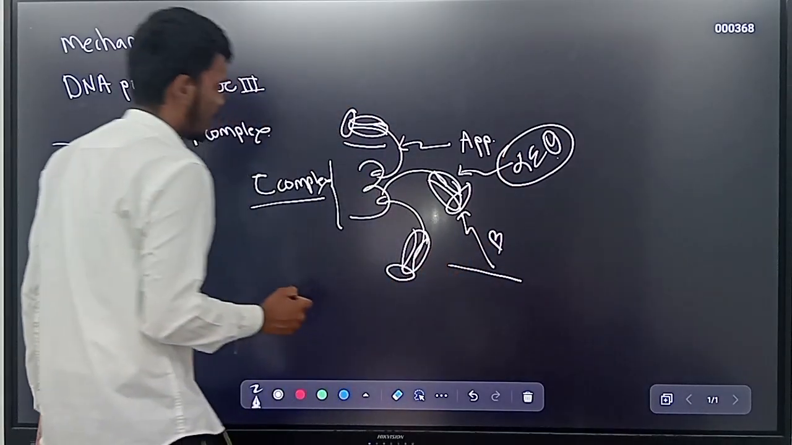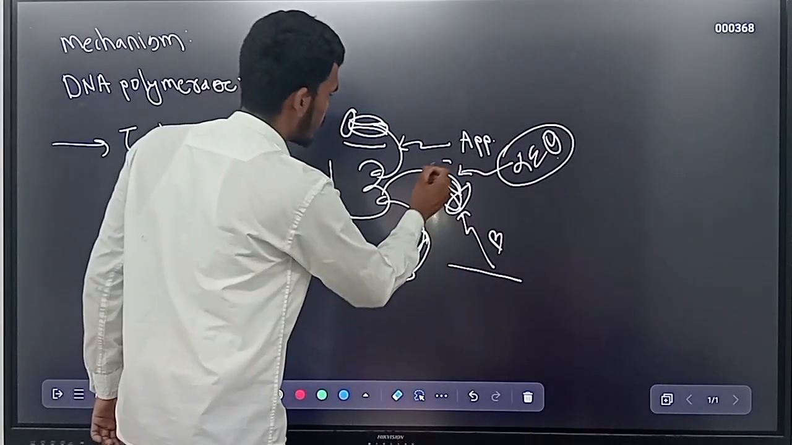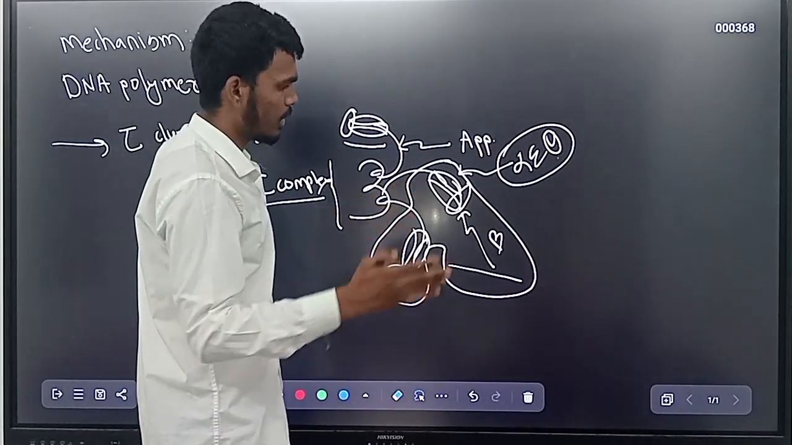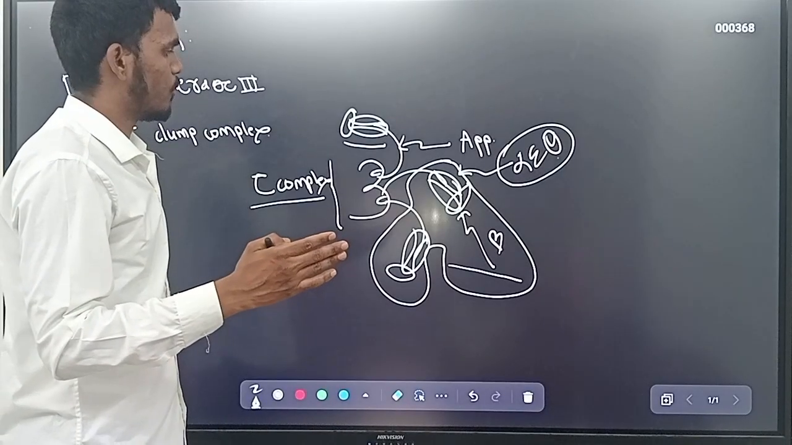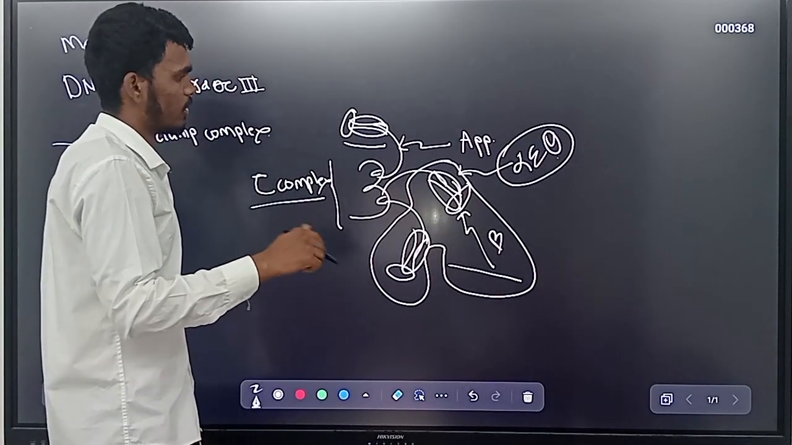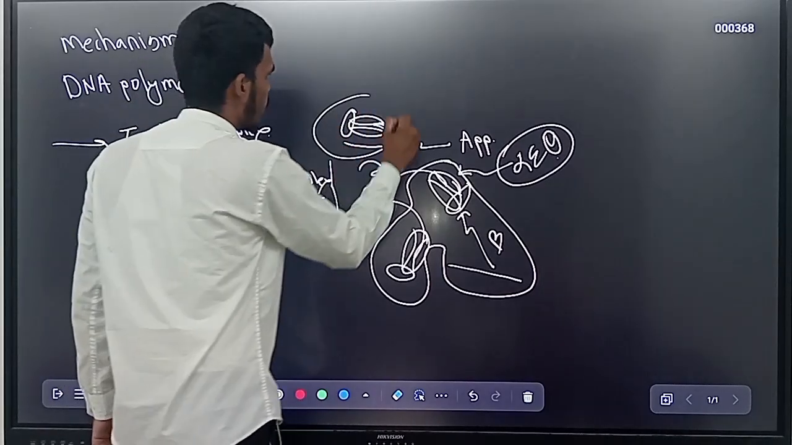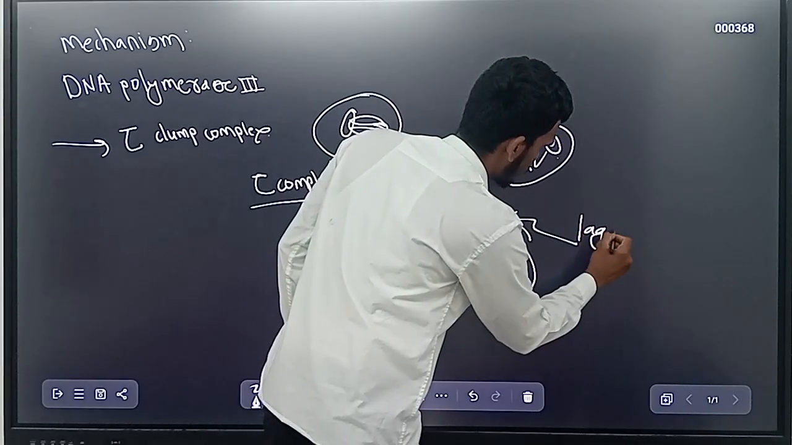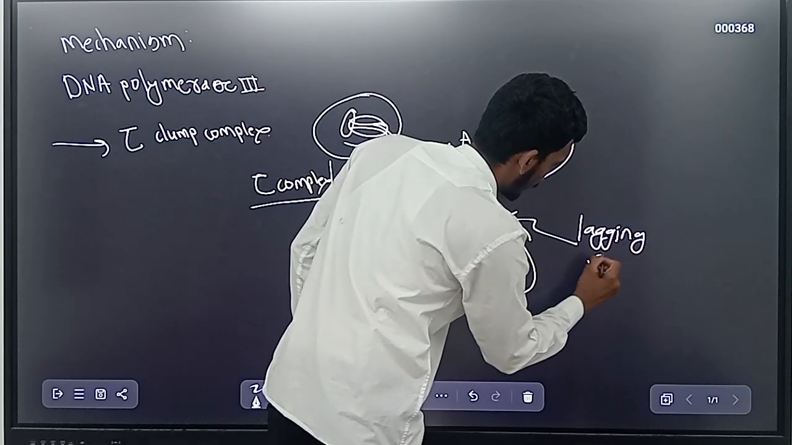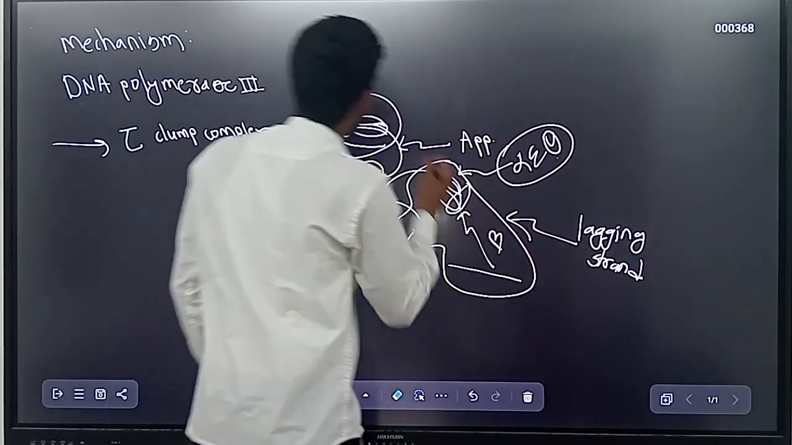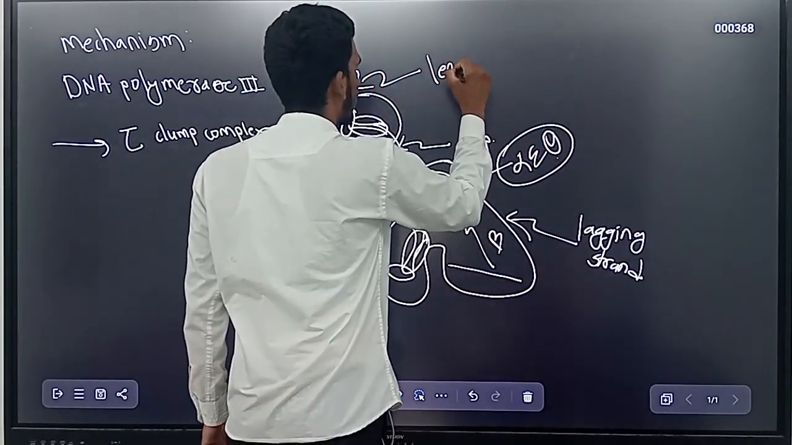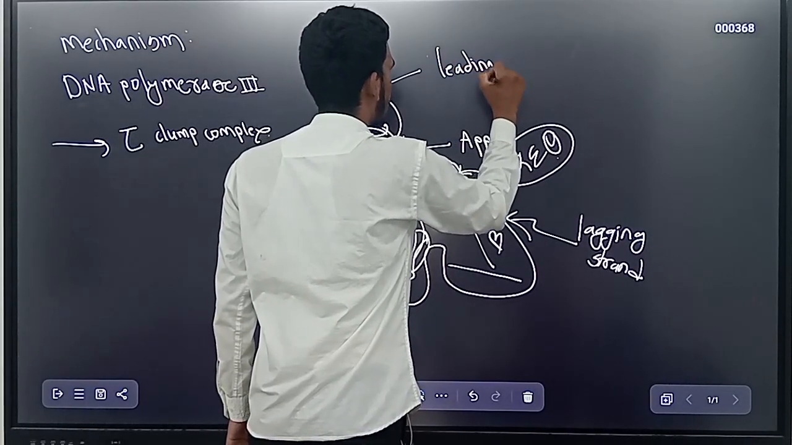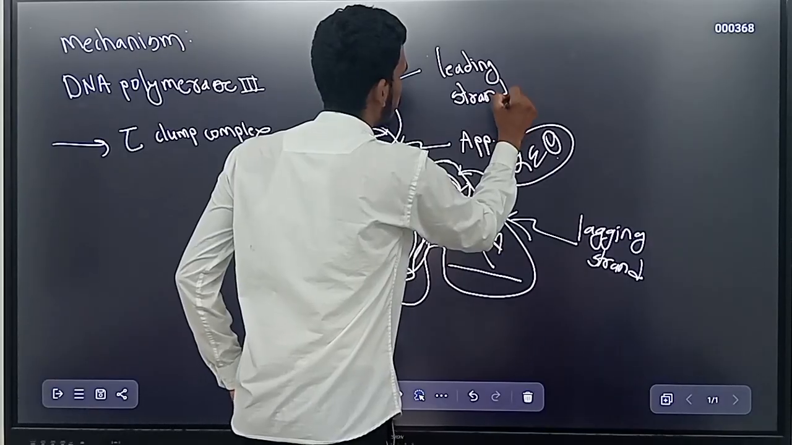So this is holoenzyme DNA polymerase 3. This is the tau complex. These are 3 appendages, and what are these? These are formed from 3 polypeptide chains, and these can be given as alpha, epsilon, and theta. And this is the beta polypeptide.